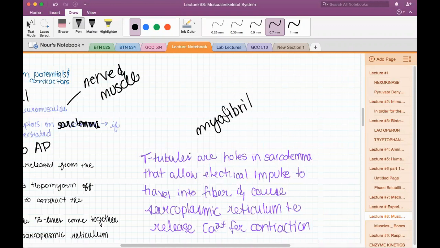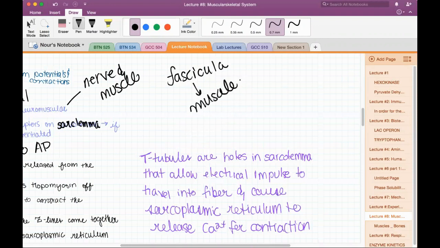With muscles, they are divided like this. There's a bundle of muscle called a fascicle, I think, and then it goes into the muscle cell, and then the myofibril. And so the T-tubules are holes in the cell membrane of the skeletal muscle that allow the electrical impulse to travel into the fiber and cause the sarcoplasmic reticulum to release calcium for contraction.